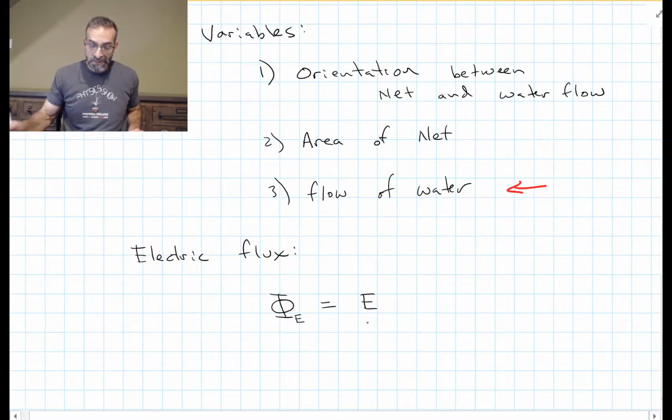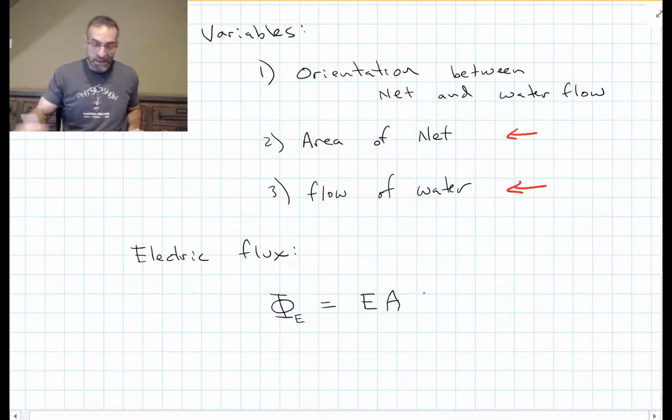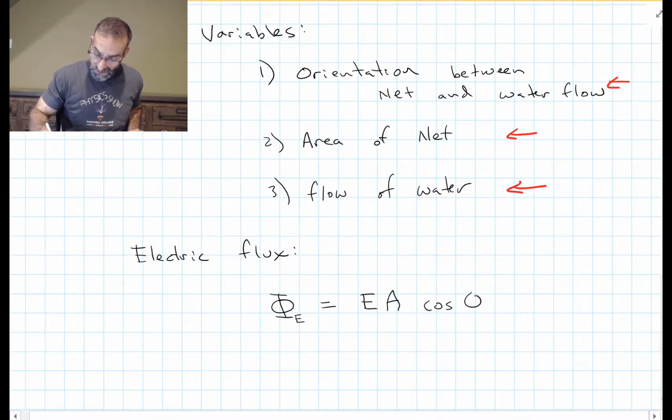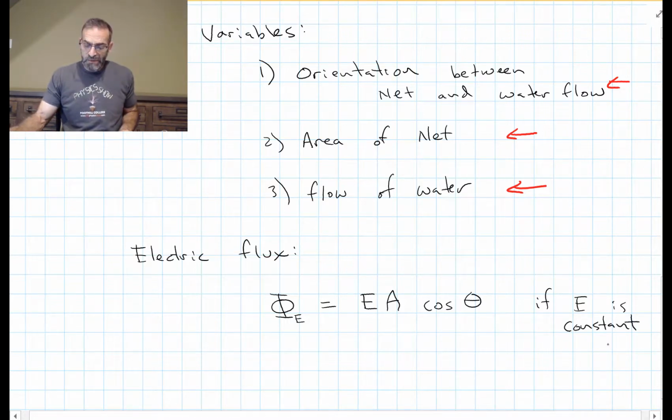It would depend on the area of our surface. And it would depend on the orientation between the two. This is true if E is constant over the area. Now, why did I use a cosine theta there?